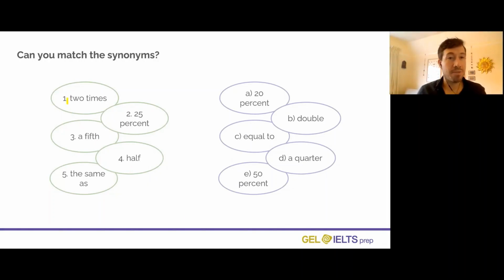Okay, well, we start with 2 times. And 2 times has the same meaning as double. So we want to match those two up: 2 times and double. 25%, we can match to a quarter. A fifth, we can match to 20%. That's a fifth. Half, we could say 50%. And the same as, we could say equal to.